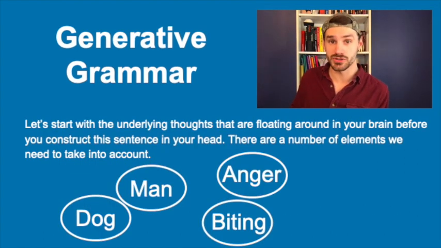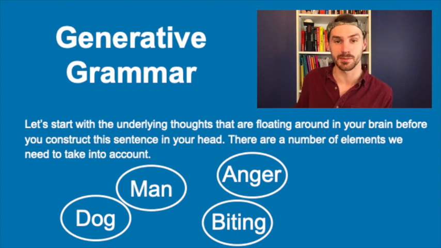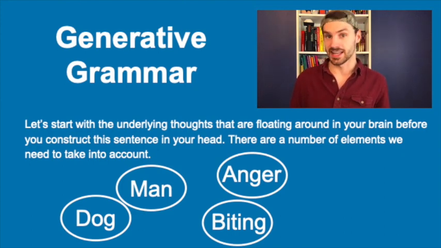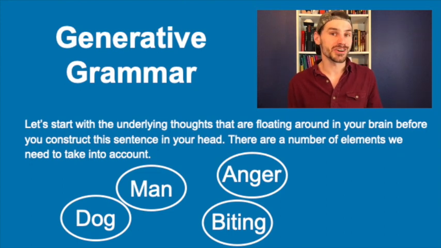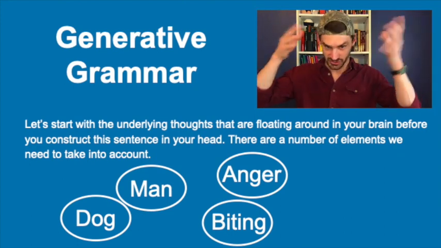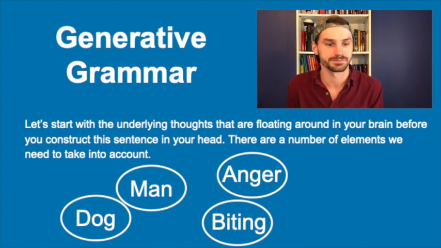We're going to go through some of these processes using the example sentence from the previous slide, "an angry dog bit a man." So when you first come up with an idea in your head that you want to communicate using words, it doesn't start off as a complete, well-formed sentence. It starts off as a series of ideas and concepts sort of floating in your head.